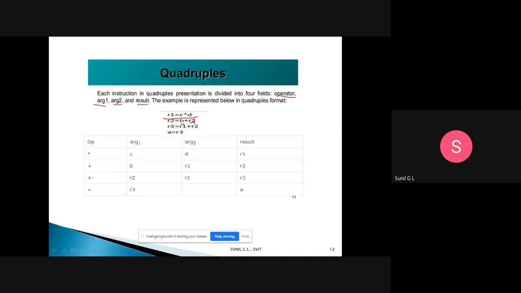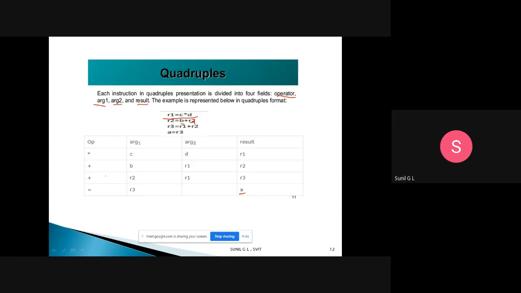Then R3 will be the addition of R1 plus R2, so argument 1 is R1 and argument 2 is R2. When I add these two things I will get R3. Then finally A is equal to R3. We already said it may contain fewer than 3 operands. So here the result will be A, argument 1 will be R3, and like that we will represent the quadruples.